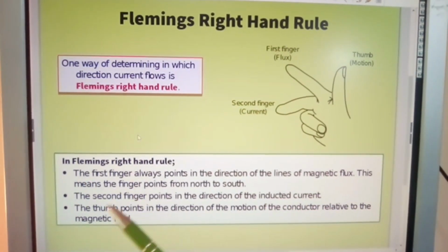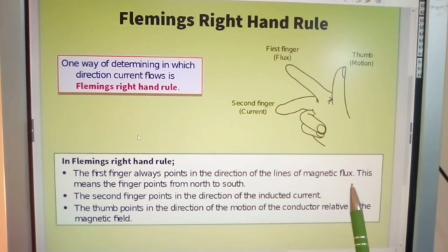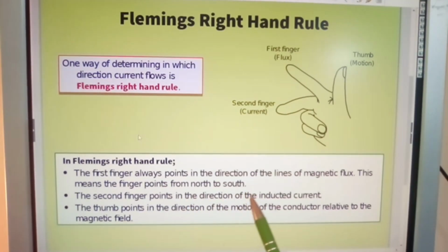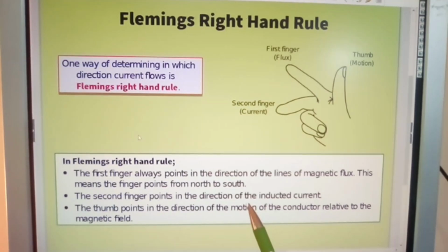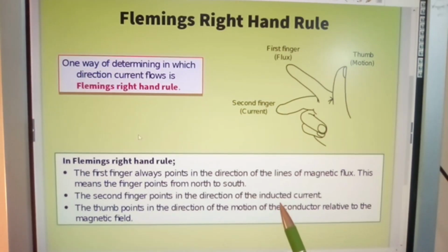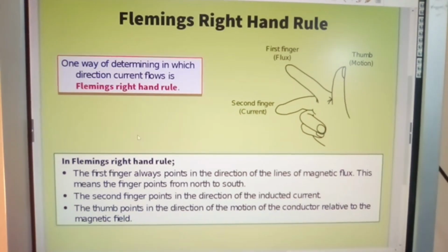In Fleming's right-hand rule, the first finger always points in the direction of the lines of magnetic flux. This means the finger points from north to south. The second finger points in the direction of the induced current. The thumb points in the direction of the motion of the conductor relative to the magnetic field.